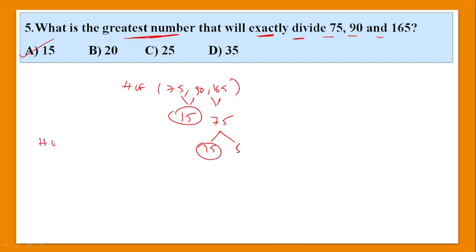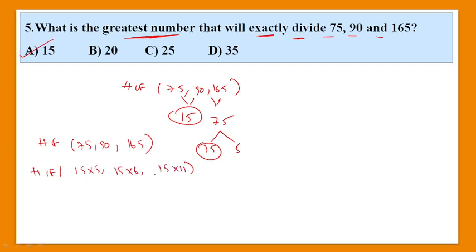Otherwise, you can also solve like this. HCF of 75, 90, 165. This can be written as HCF of 15 fives, 15 sixes, and 15 elevens. Why? Because 15 tens is 150, and 150 plus 15 will be equal to 165. If I take 15 outside, HCF of 5, 6, 11. So HCF of A, B, C will always be equal to 1. So they are co-prime numbers. Why? Because the only common factor present between the numbers is 1. So HCF will be equal to 15 directly.